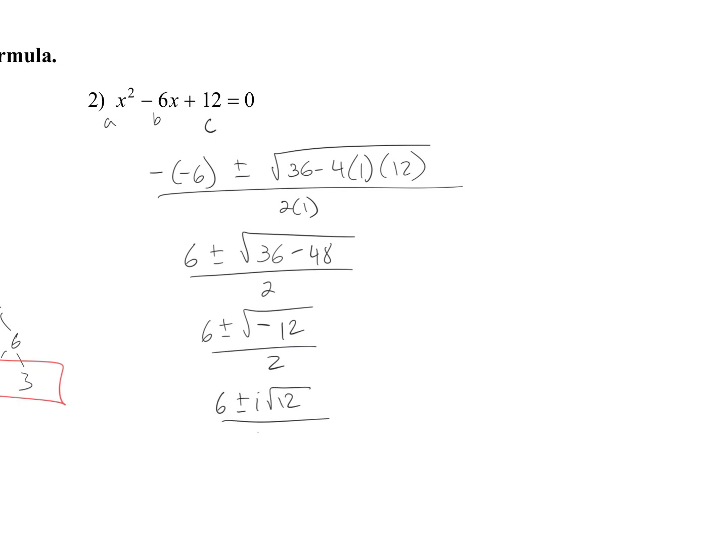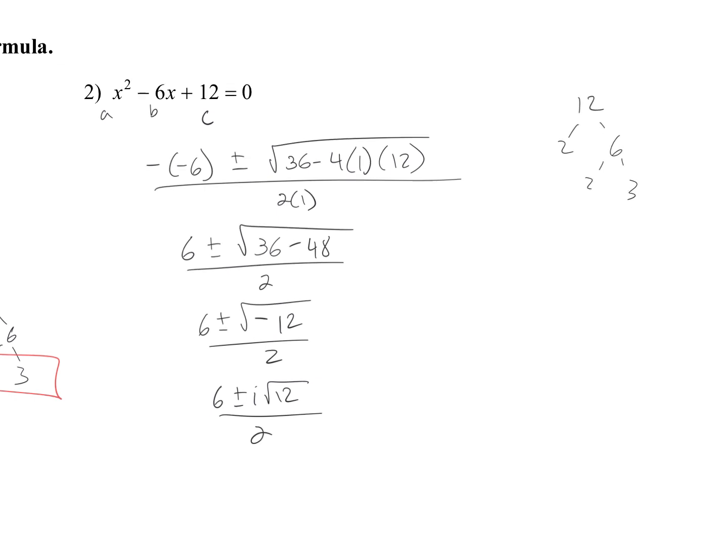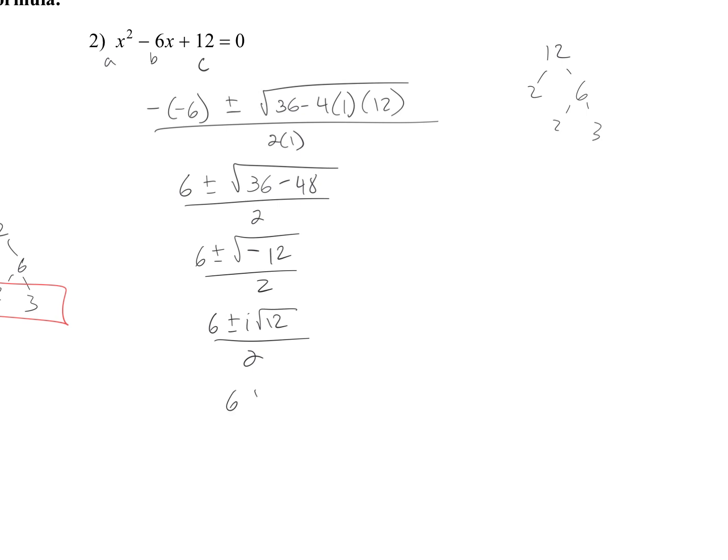And again, I can take out the i to get 6 plus or minus i root 12 over 2. And let's see what 12 breaks into. So 2 and 6, 2 and 3. So it's going to be 6 plus or minus 2i root 3 over 2. Now all of these numbers, the 6, the 2, and the 2 can be simplified. So this is going to become 3. It's going to become 1. And the bottom is going to become 1. So your final answer is going to be 3 plus or minus i root 3. Actually, I don't even have to write over 1.